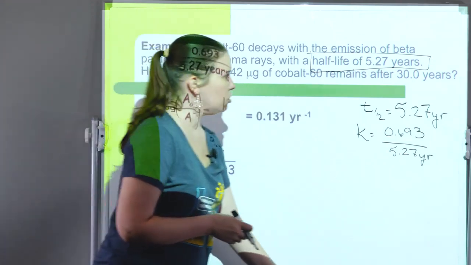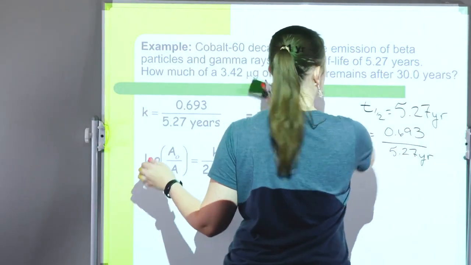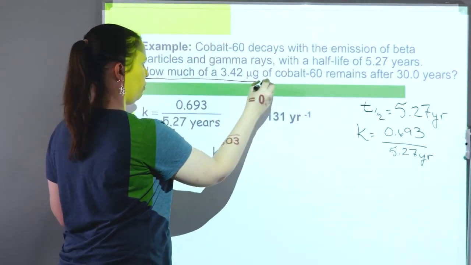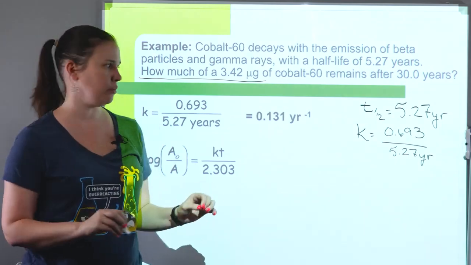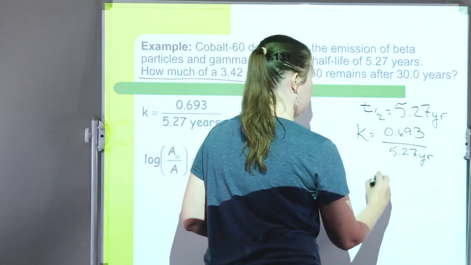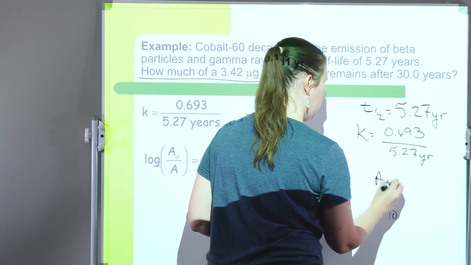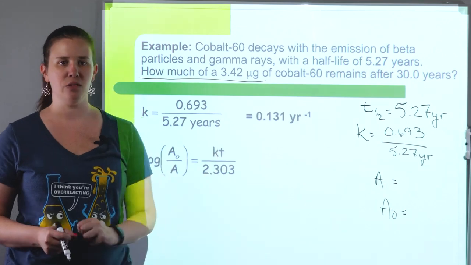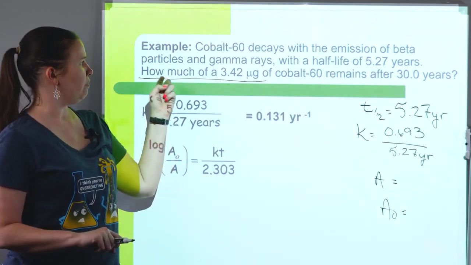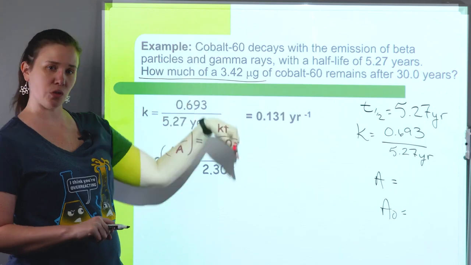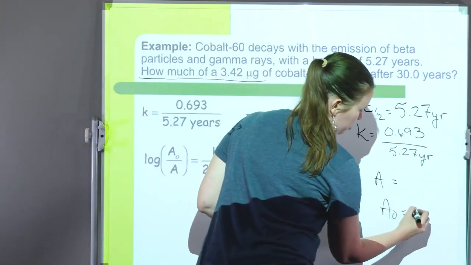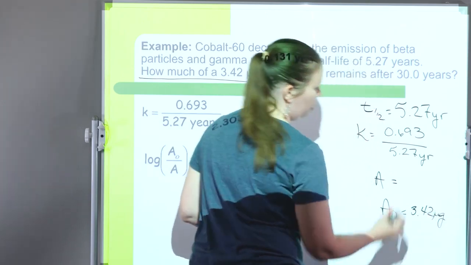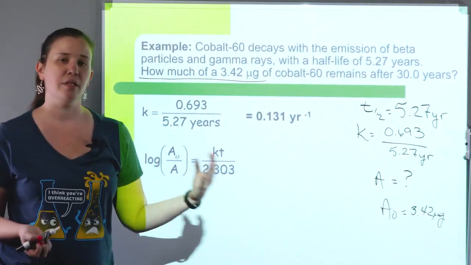So now let's look at the rest of the question so we can move on to our second formula. The question says, how much of a 3.42 microgram sample? So is that 3.42 regular A or A naught? A naught is our original amount, that starting point. So if I'm asked how much is left, I probably started with the 3.42. So that's my original amount in micrograms. So that means I must be solving for the amount that's left.